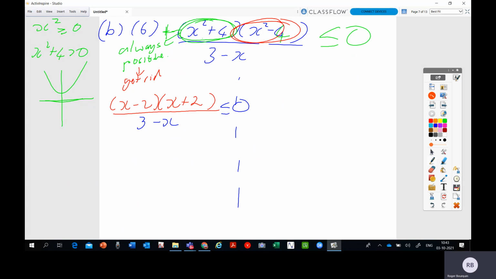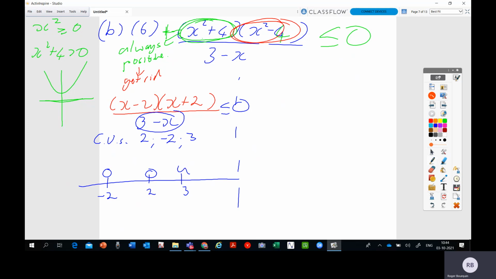So if we keep it in this form, your critical values are going to be 2, negative 2. What makes this thing naught is if x is equal to 3. So on the number line, we're going to have minus 2, 2, and 3. When x is equal to 2 and minus 2, the whole thing will be 0. But when x is equal to 3, it's going to be undefined.